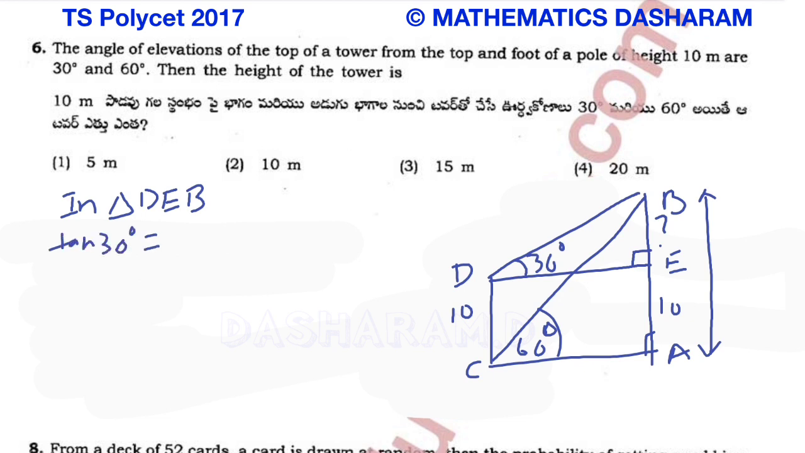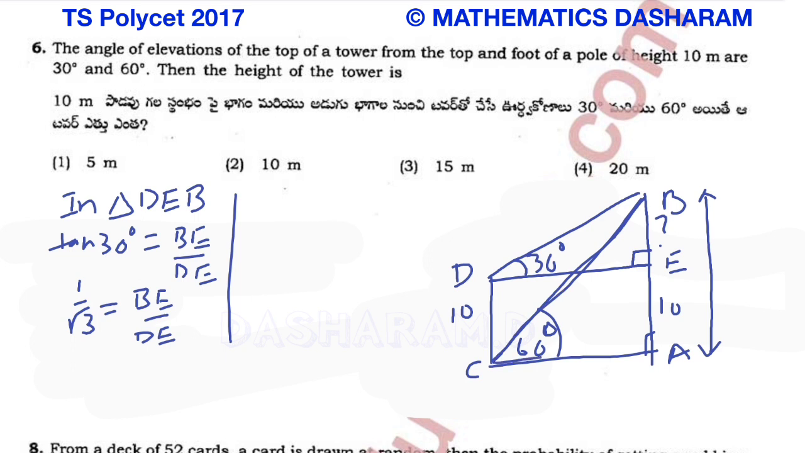So tan 30 equal to opposite by adjacent. So opposite that is BE and adjacent DE. Tan 30 is 1 by root 3. So it is equal to BE divided by DE. Next another triangle, that is BCA or ABC. So in triangle ABC, same apply the tan trigonometric ratio.